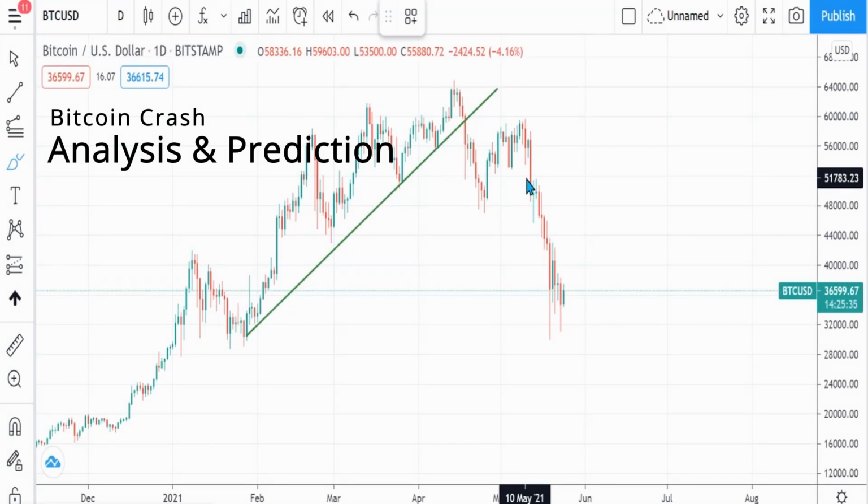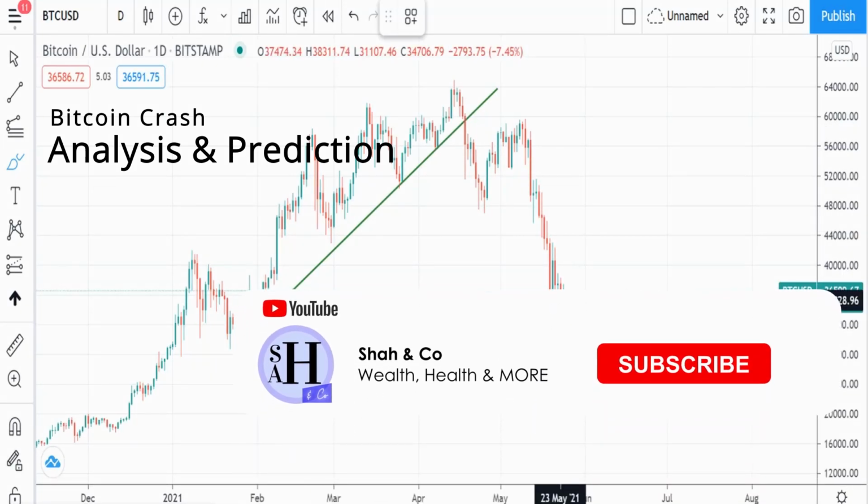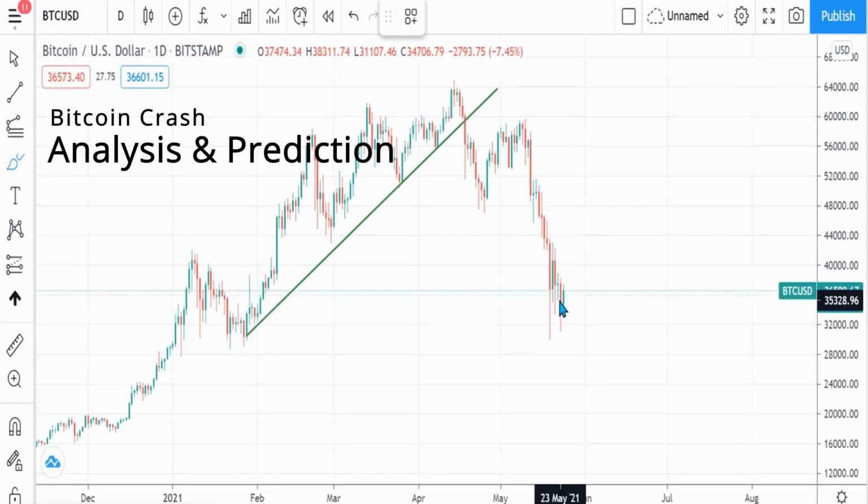Wow, look at this Bitcoin chart. It's really crashing down. So I'm not sure how far it's going to go down. That's exactly what I'm going to analyze in this particular video.